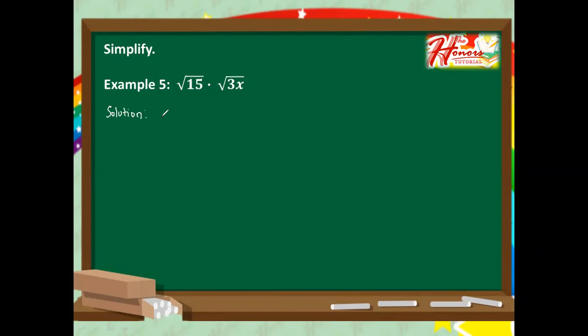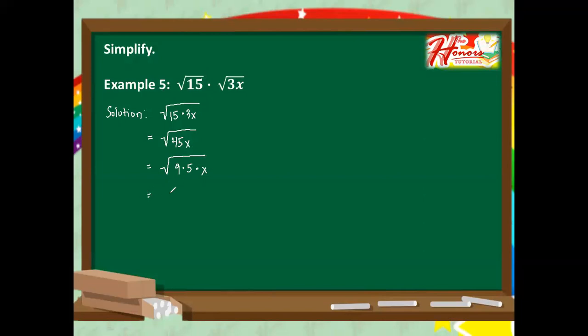Since we have the same index, we can just simply multiply 15 times 3x. So 15 times 3, that is 45. Please copy the radical symbol. So it's 45x. Just copy x. And then you have to think of factors of 45. The first factor is a perfect square number, while the other factor is not. So we can have 9 times 5 because 9 is a perfect square number and 5 is not, times x.